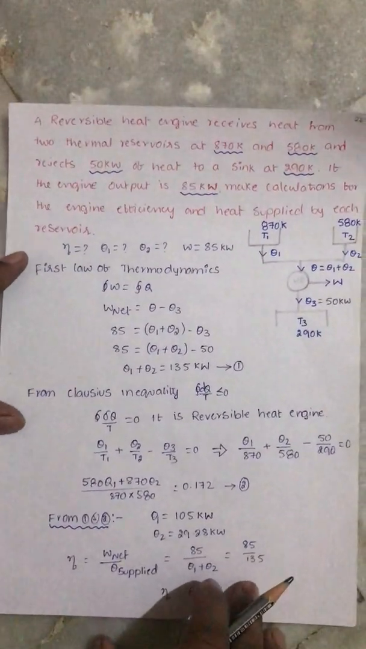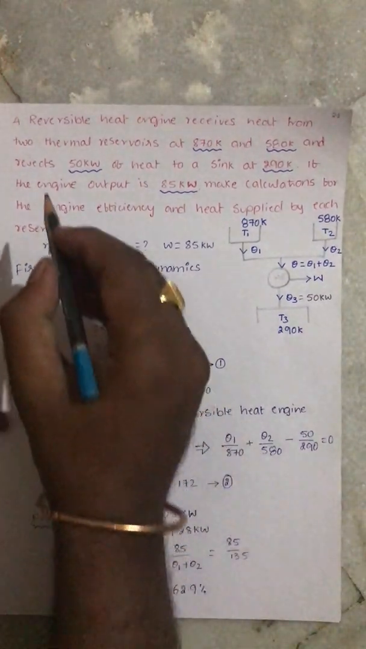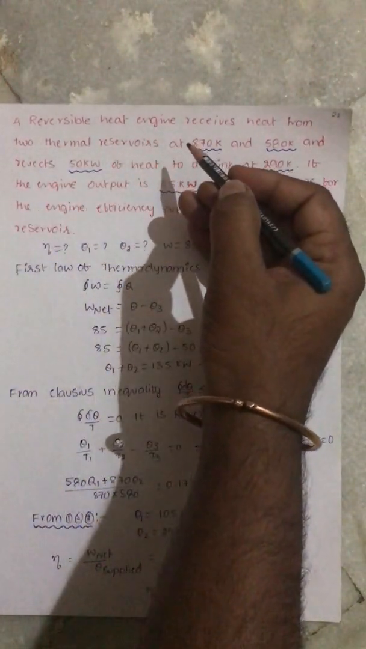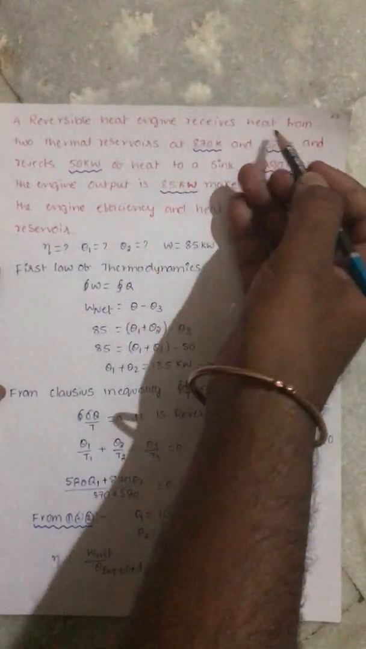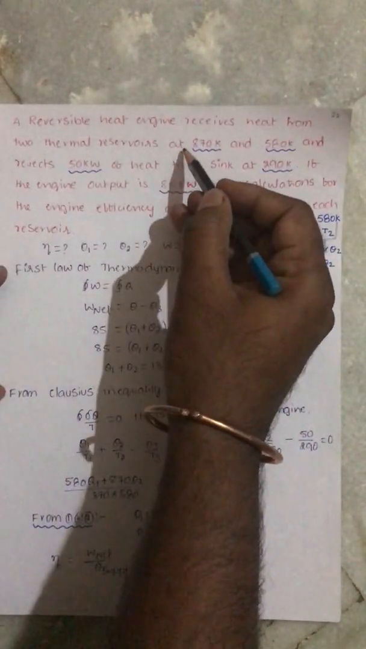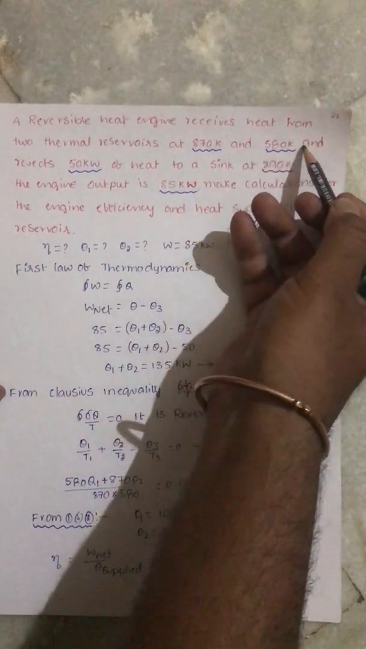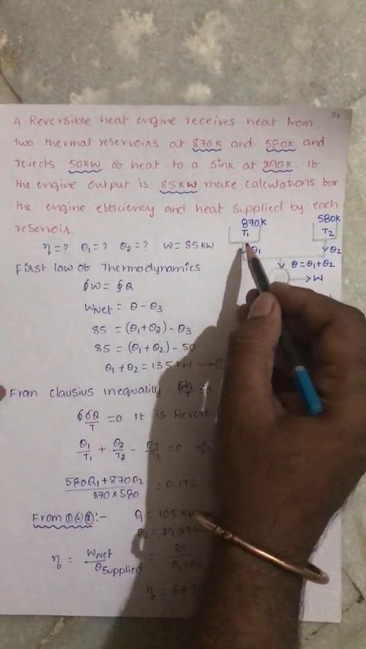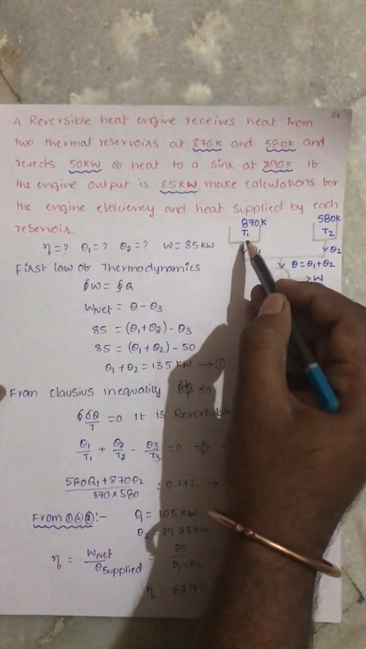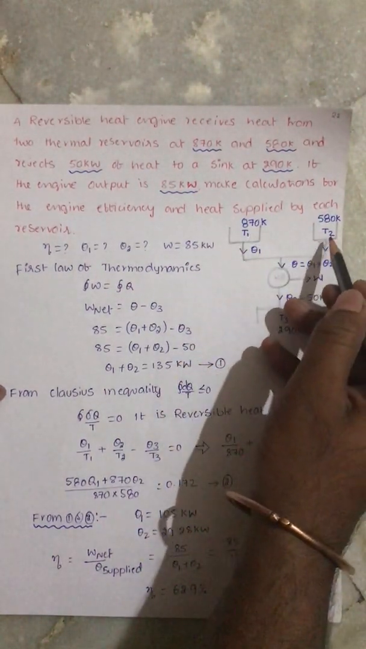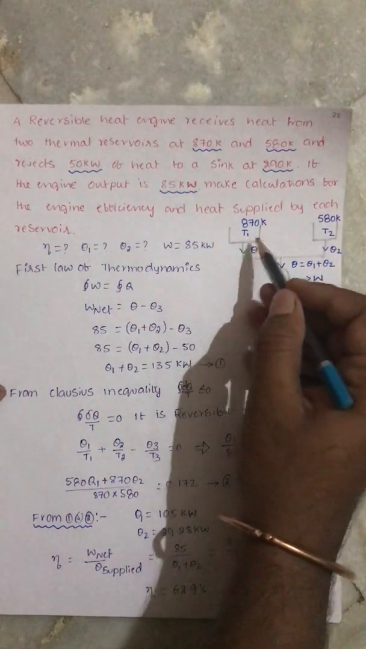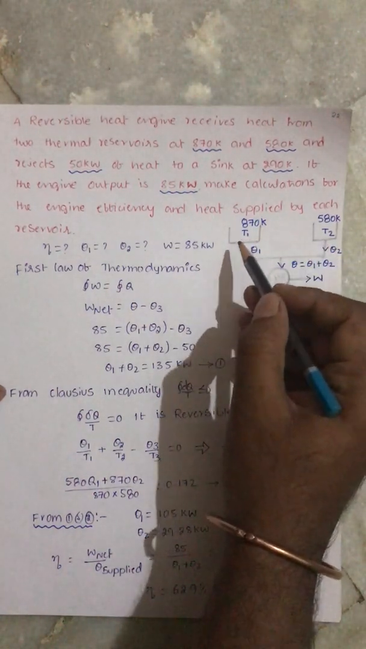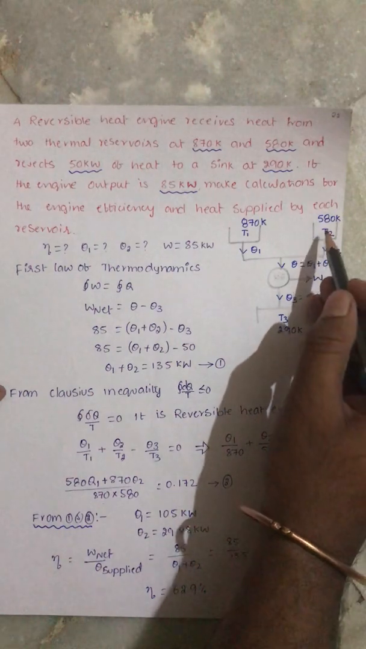Now let us go to the next problem. A reversible heat engine receives heat from two thermal reservoirs at 870 Kelvin and 580 Kelvin. This is the reversible engine. It receives heat from two thermal reservoirs, one at 870 Kelvin and another at 580 Kelvin. Let us call them T1 and T2. So Q1 amount of heat is taken from T1, and Q2 amount of heat is taken from T2.